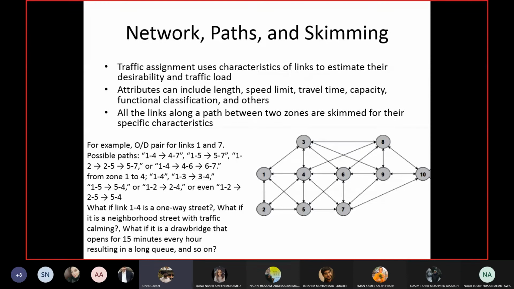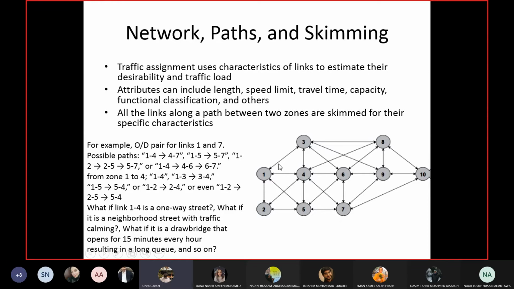So you need the characteristics of the link to estimate the desirability of the link. Link meaning the highway which is connecting the two zones. Okay, so how desirable is this highway? How desirable means how much preferred, to what extent, to what degree I am preferring this highway over the others.